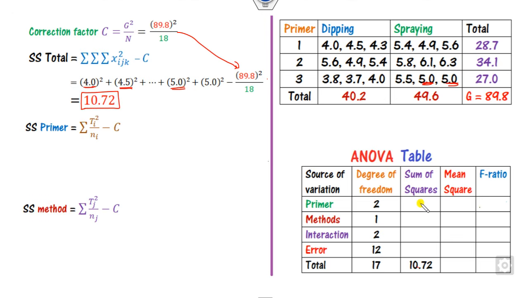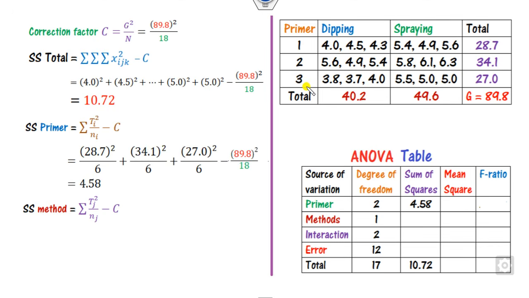Similarly, you can find the sum of squares for the primer. What is the meaning of that? Capital T is my total. Now you are talking about the primer. What is the total of the first primer? 28.7. How many elements are there in this? 3 plus 3, that is 6. Plus the second total is 34.1 squared. How many elements are there? That's 6. Next one is 27. How many elements are there? 6, minus C. This number is 4.58.